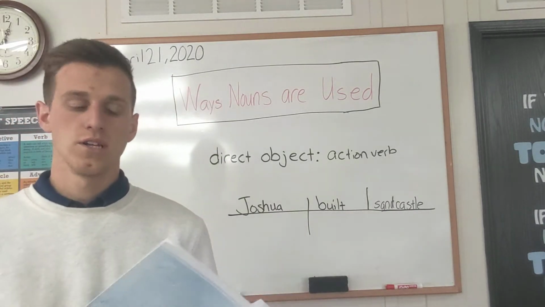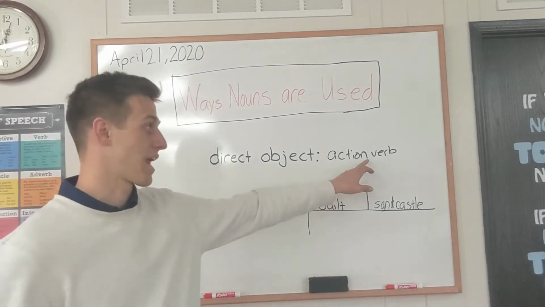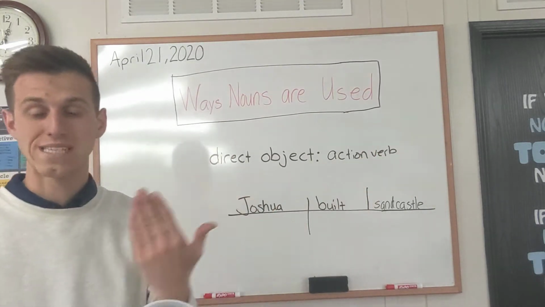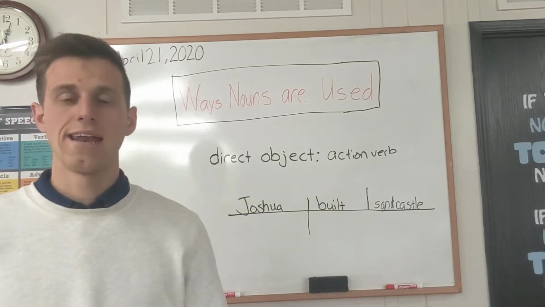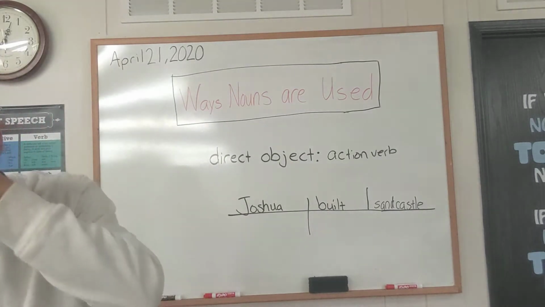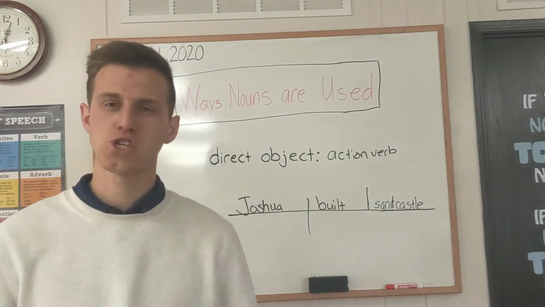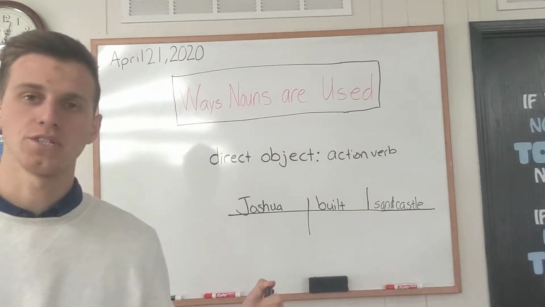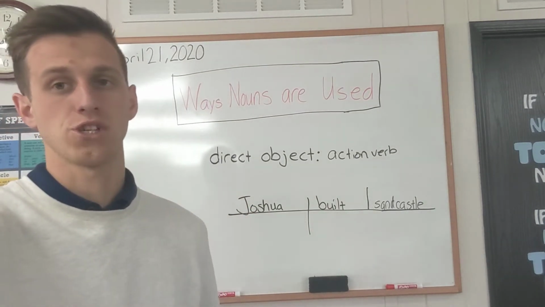So remember, let's say our definition for direct object again. It is a noun that follows an action verb, and it receives the action from the verb, so it's taking on the action. And it answers the questions whom or what. Joshua built a sandcastle on the beach. He built what? He built a sandcastle, all right? So that's our direct objects. That's the second way they function.